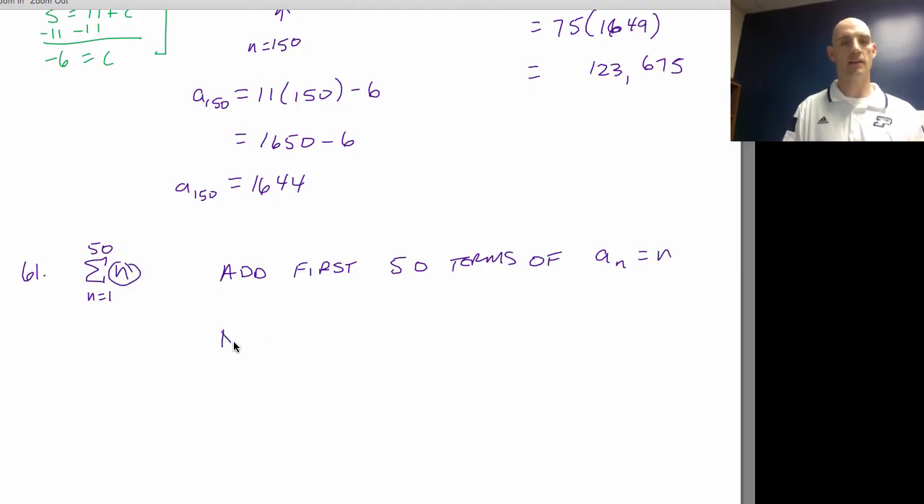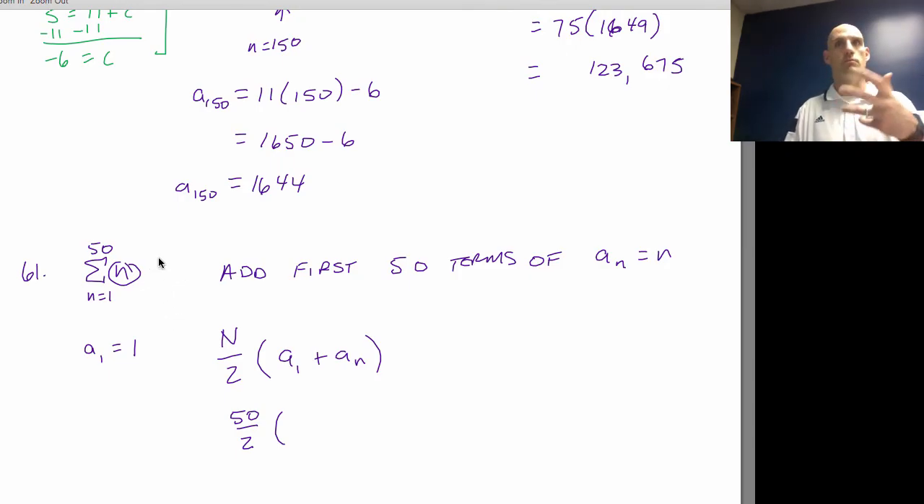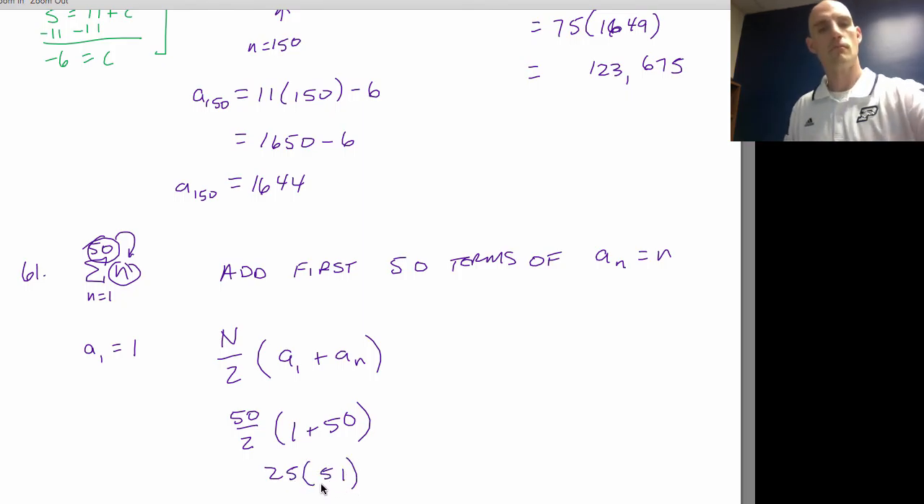And so if I use the same exact formula, n over 2 times a sub 1 plus a sub n, I just have to figure out what exactly to plug in. And so what's my number of terms? Well, it's 1 to 50. So how many terms would that be? That'd be 50 over 2, so 25 pairs. My first term, I plug in, so a sub 1 is equal to n, so n is 1, so it'd be 1 plus, and then my 50th term, I just put 50 in for n, plus 50, so I'd have 25 times 51, which would give me 1275.